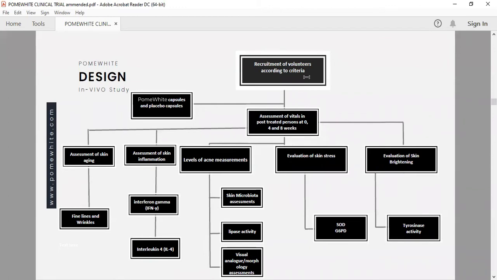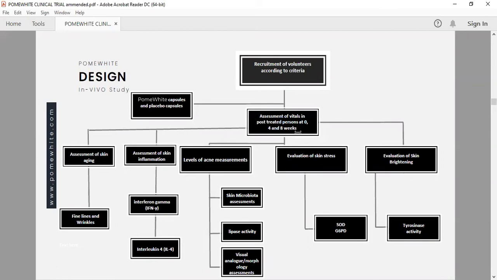No other medications should be applied during the course of this study, and they give us their consent, and then we start the study. We give them the capsules of placebo or Pomewhite, and after that their assessment of vitals is done at day 0, day 4, week 4, and week 8. This is mandatory to record their vitals, including some of their LFTs, their blood parameters, their blood pressure, and their shock index, stuff like that.